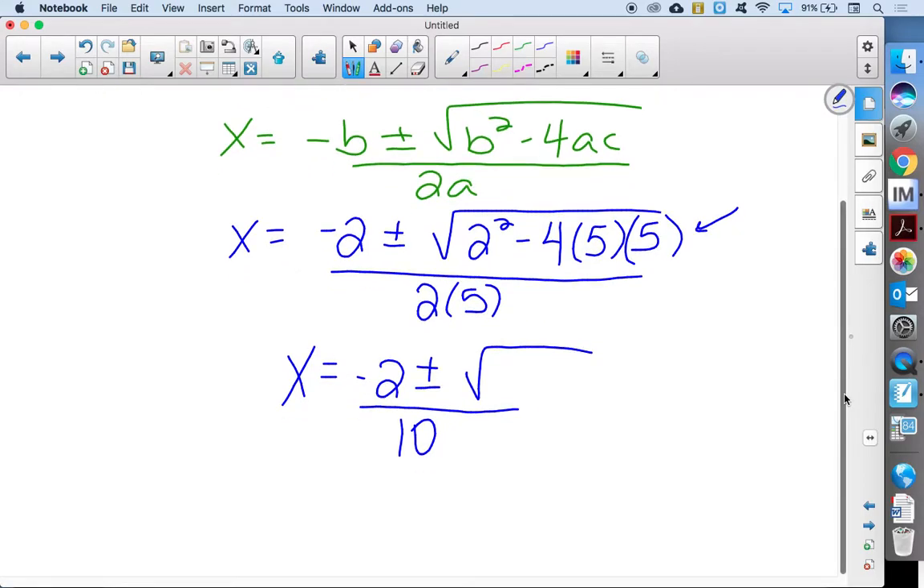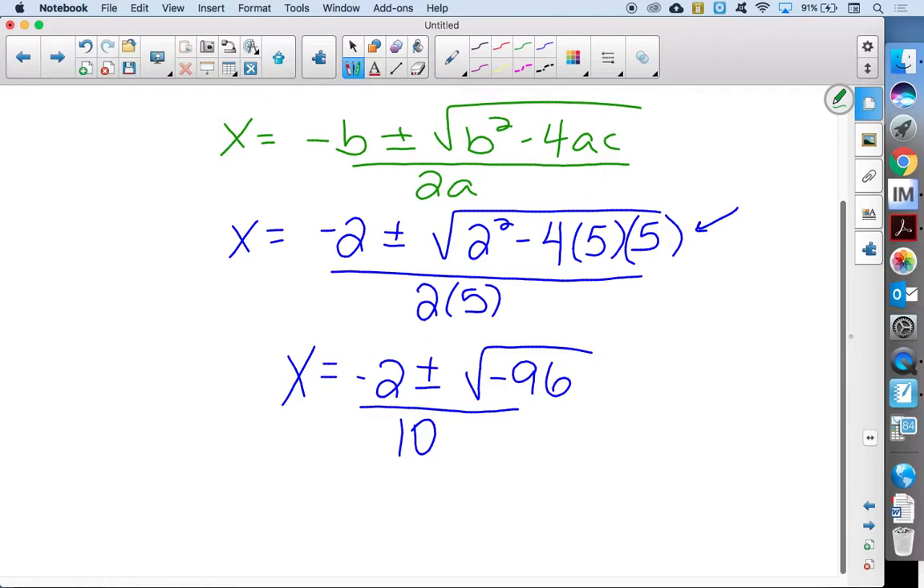I got -96. Alright, so I'm sorry, Emerson. We have -2 plus or minus the square root of -96 divided by 10. This number underneath is negative, so it tells us we should have 2 imaginary numbers.